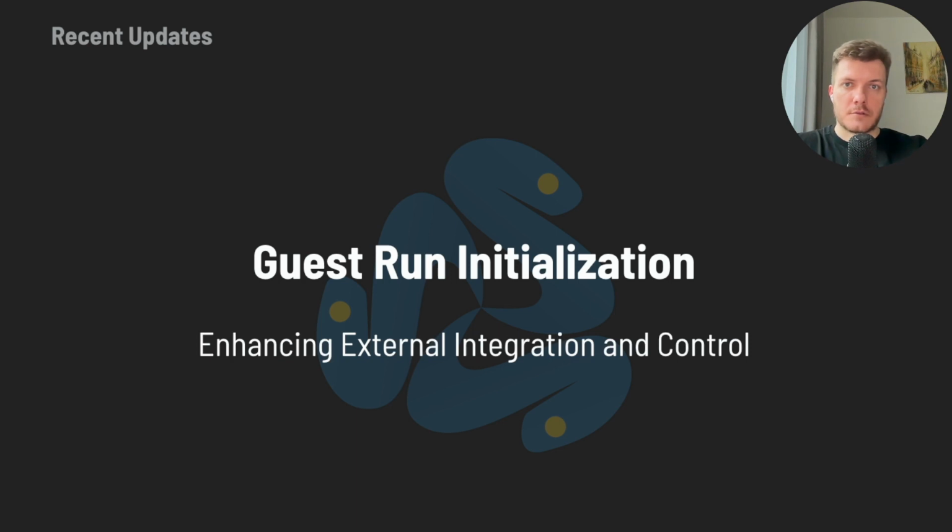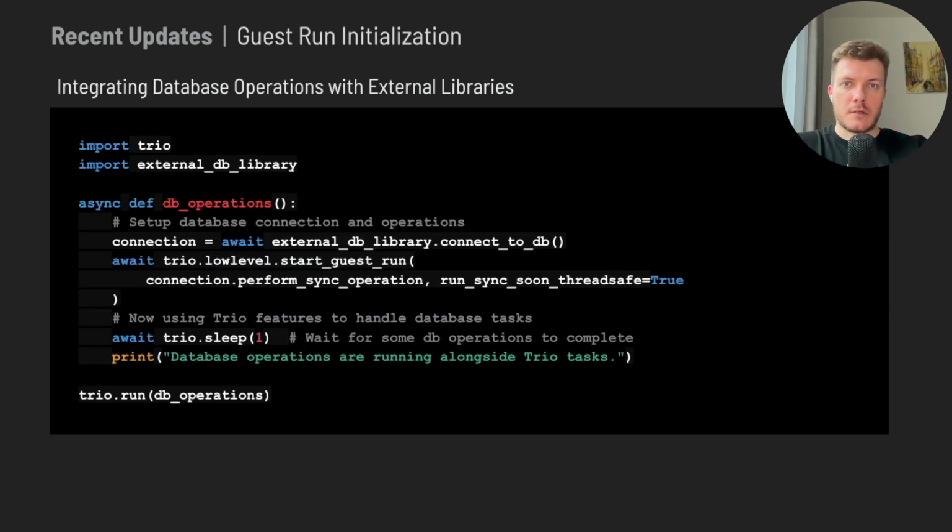Trio 23 also introduces refined capability in guest run initialization. This feature allows for immediate usage of Trio-specific operations post-initialization. Trio's guest run initialization now does more setup before returning control. It allows developers to use Trio-specific APIs like trio.current_time right after initialization. Consider a scenario where Trio is used to integrate a synchronous database operation with external libraries. Guest run initialization allows for database connection to initialize through external libraries while using Trio to manage tasks.